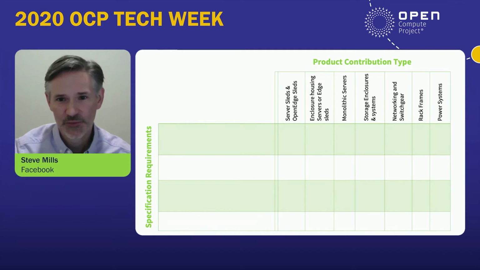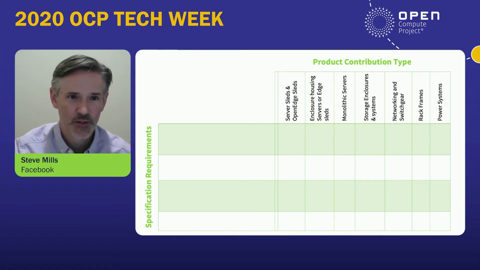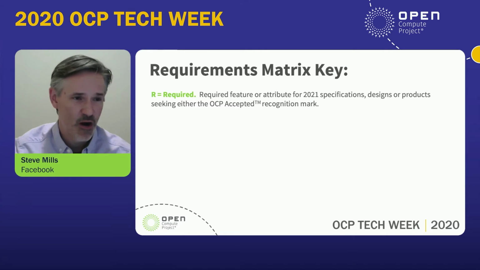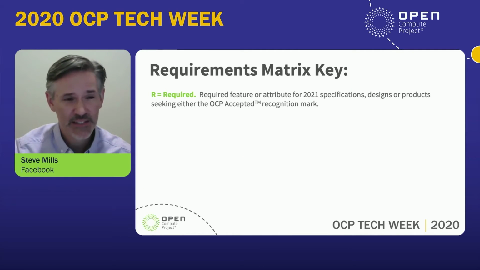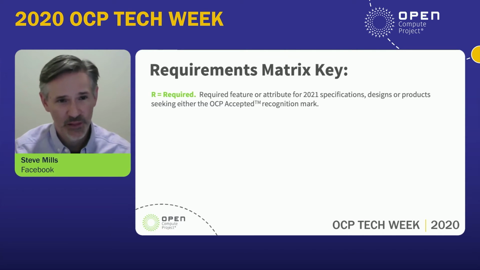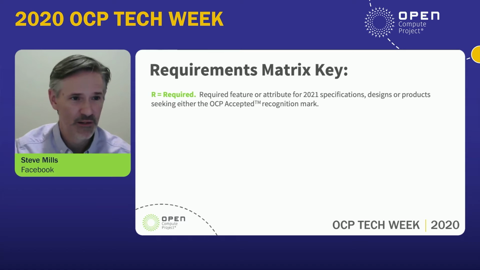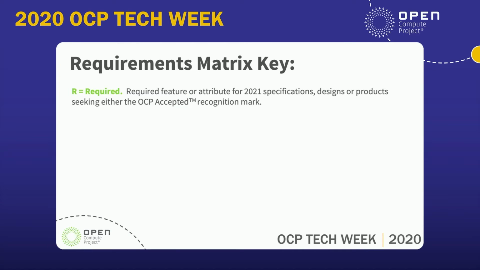So what we did is we created a matrix which consists of requirements along the left and different product types in columns running along the top. Each of these is coded with a particular key, and I'm going to go through those real quick. The first one is R, which is required. These are the features that are required for 2021 specifications looking for OCP Accepted or OCP Inspired recognition marks. So this is the important one.